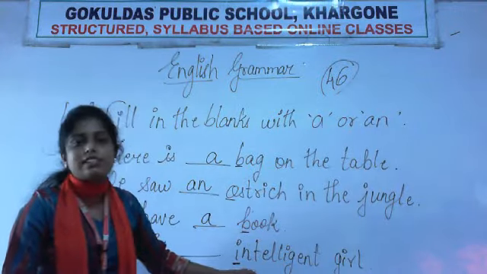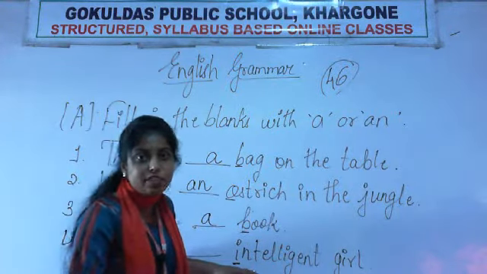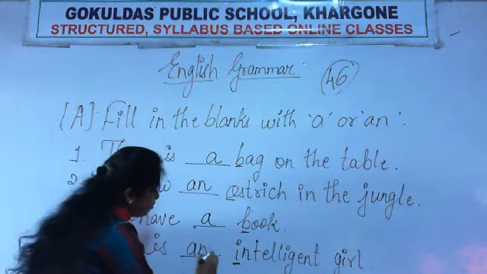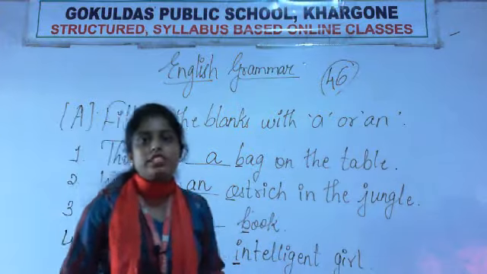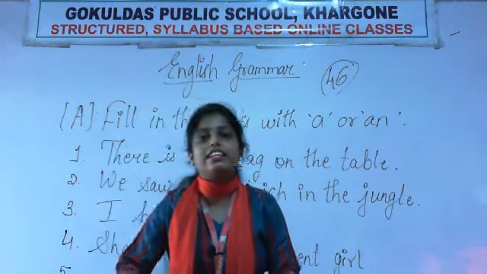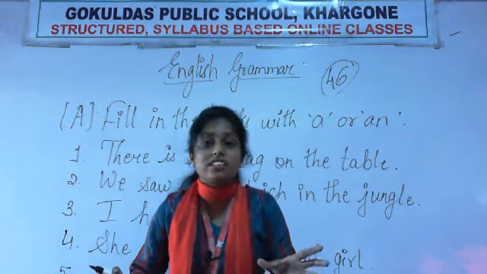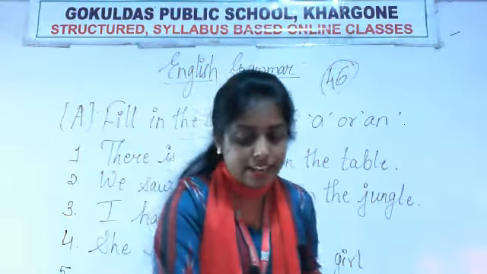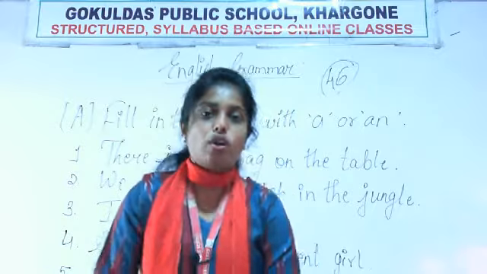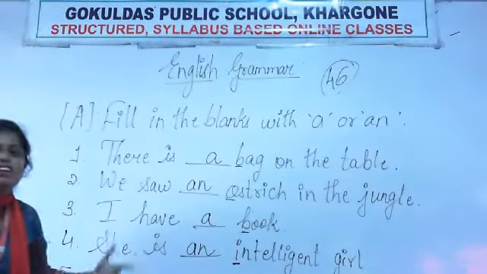And with vowels, what do we use? A or an? We use an. It is very simple, right? You only have to figure out which letter is a vowel and which is a consonant, and just the task is damn easy for you. Next is he is an honest man. Now here comes the main task.